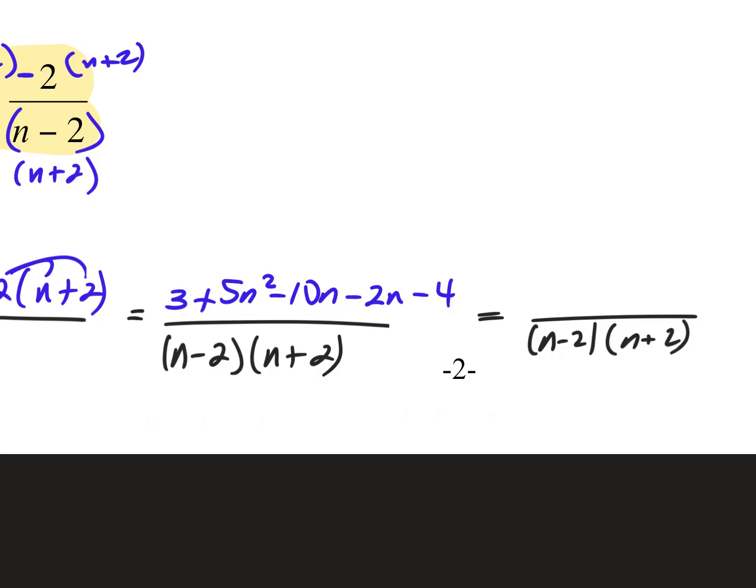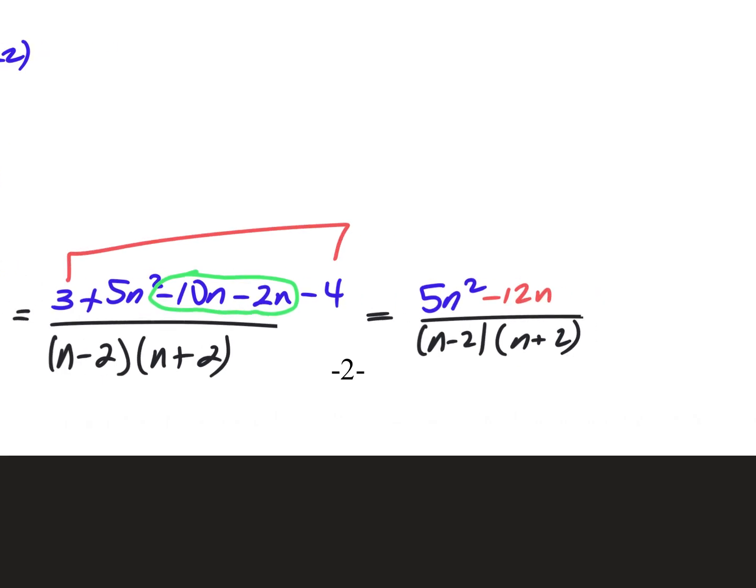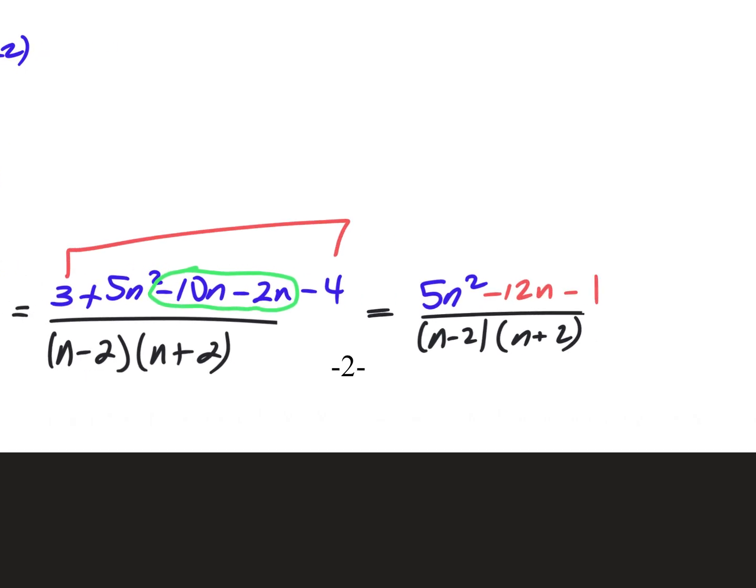And then let's combine like terms. What's the highest exponent you see? Okay, so 5n squared. Now I have a negative 10n and a negative 2n. What's negative 10 minus 2? Negative 12n, good. And then the constants: 3 minus 4 is negative 1.